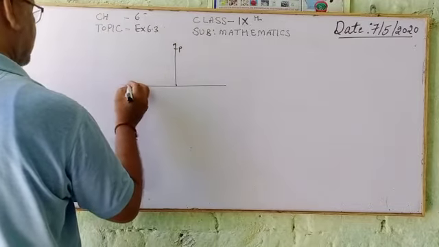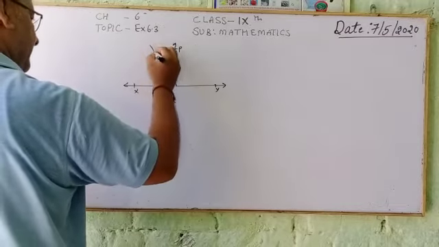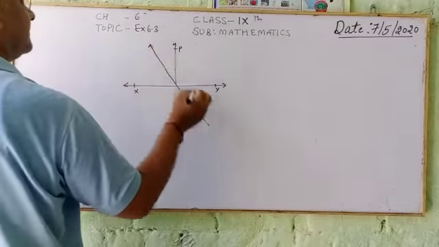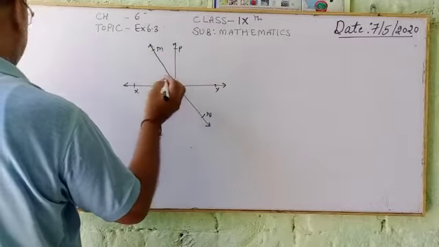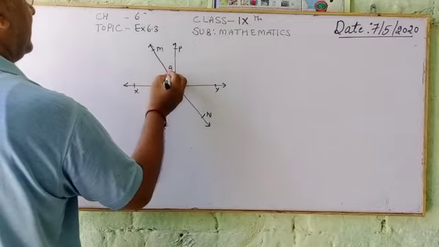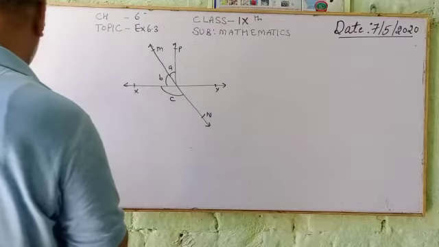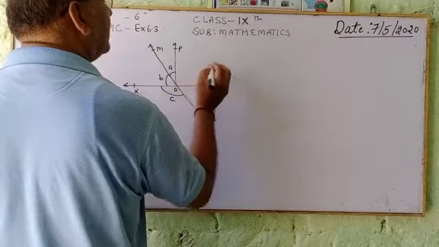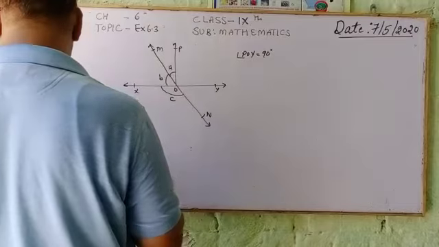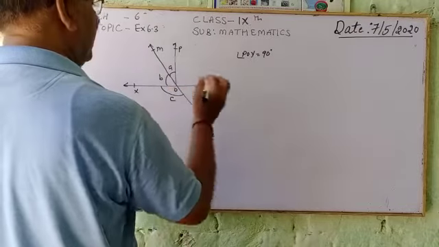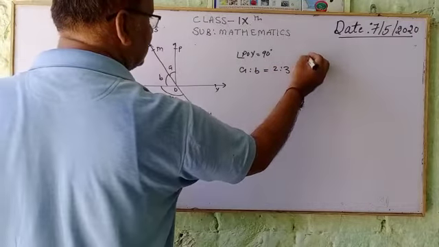P, X, Y and B line, that is M and N. Given that A and B angle and also C. Find the value POY. Given that 90 degree. Find the value of ABC and A ratio B given 2:3. Find C.